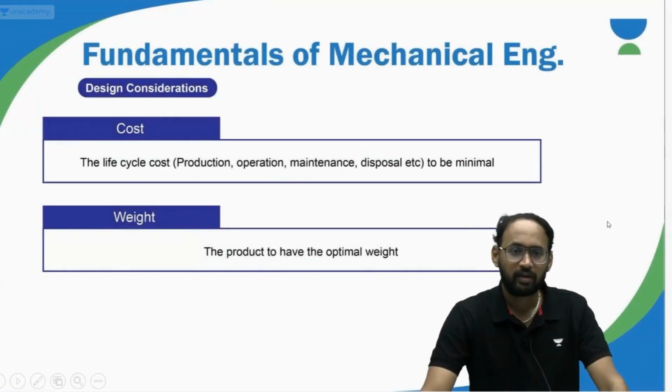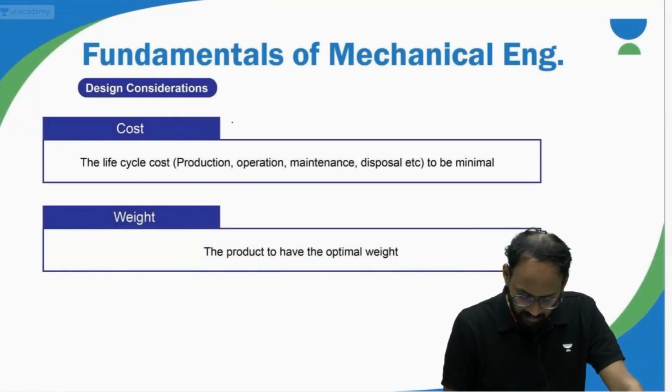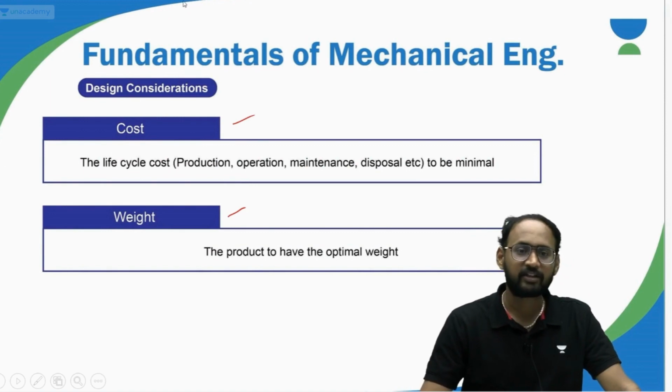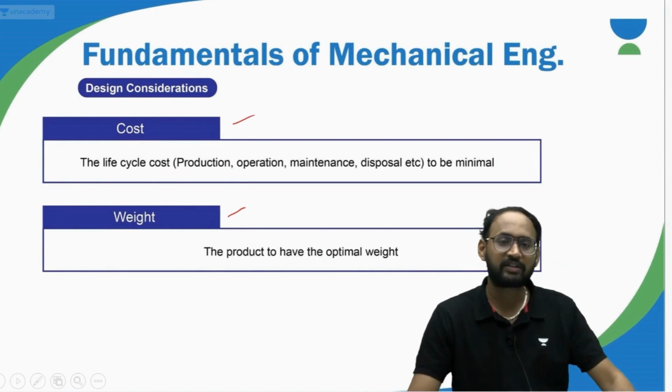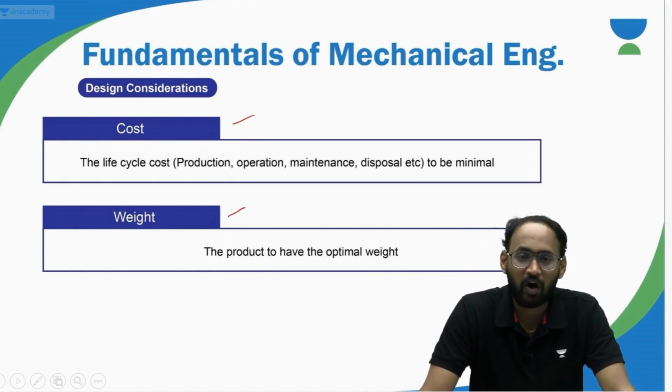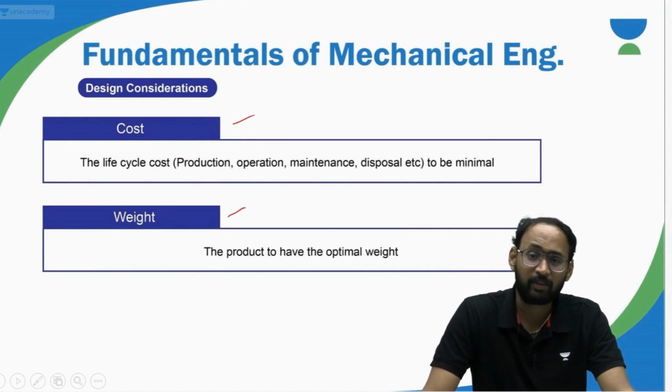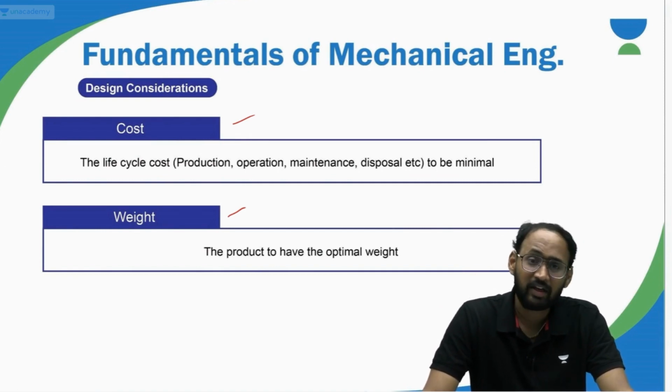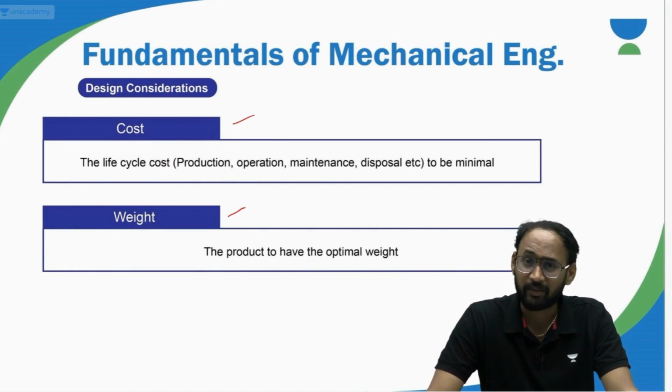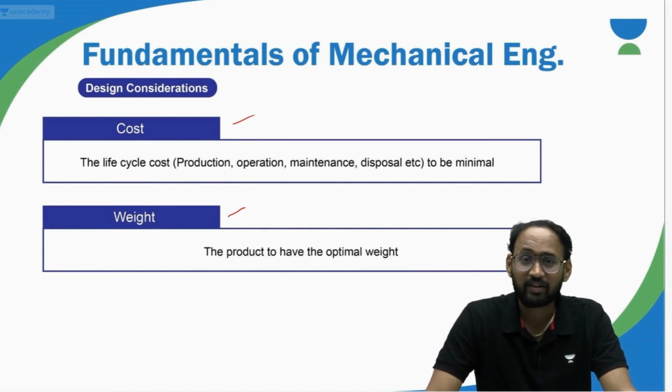Okay, so here we will discuss the cost and weight. I think it's pretty straightforward. Cost is what is incurred for the product. So one is, what is the cost of manufacturing? Certainly, the other thing is also the maintenance cost, which is also very important.